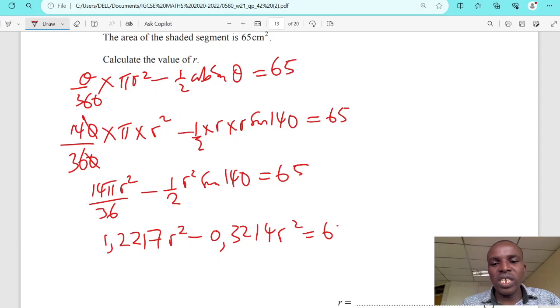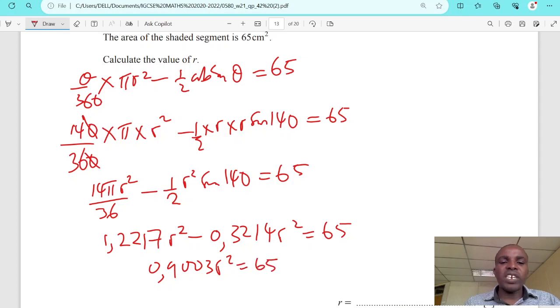R squared is equal to 65, like this. I can store this one in B. Right, then subtract, they are like terms: 1.2217 minus 0.3214. You get 0.9003 r squared is equal to 65. Then after that, you just divide: 65 divided by this answer. You get 72.198. Then put square root on both sides to get your r.